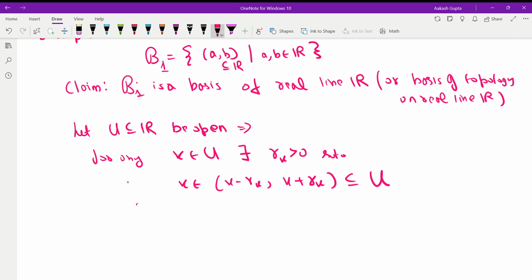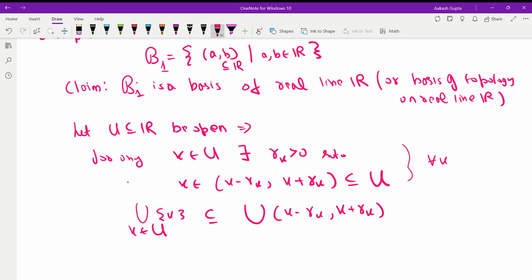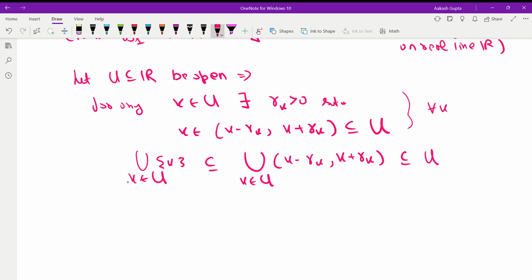Now what you do? You take the union of all such x. So this is happening for every x in U. This would be sitting inside all these kind of open intervals, union of all these. Of course, you are taking union of U any times, as many times as you want, it would be U only, right? And what is this, guys? This is also U. So what you have? U is equal to the union over x in U of (x minus r_x, x plus r_x).